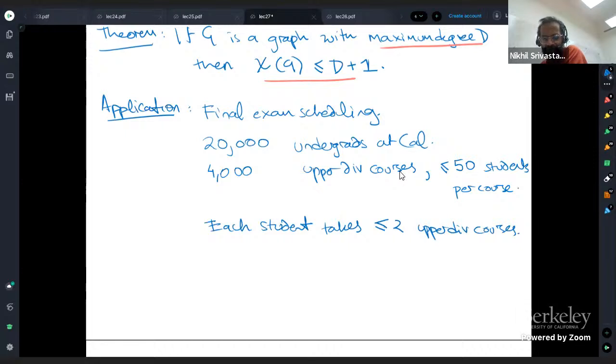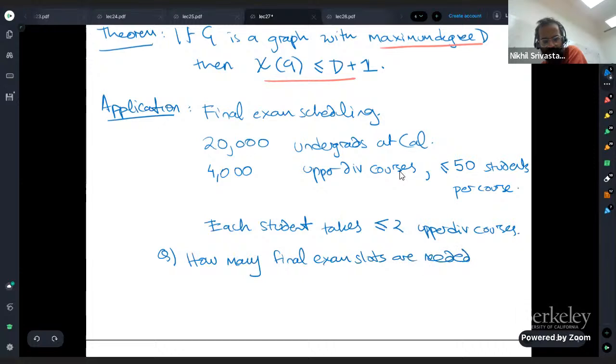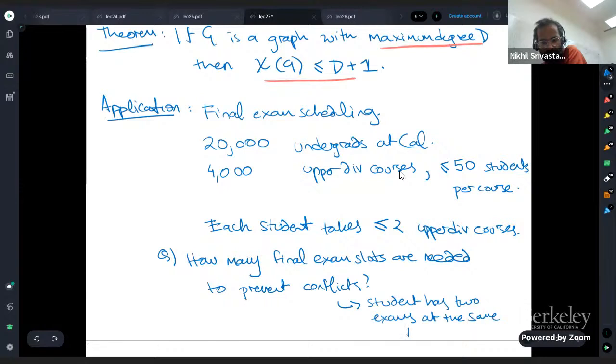Now the question is, you need to make final exam slots in a way that no student has 2 exams at the same time. How many final exam slots are needed to prevent conflicts? And here a conflict means that some student has 2 exams at the same time. So a conflict is what you think it is. And let's say these final exam slots are disjoint, so they don't overlap with each other.